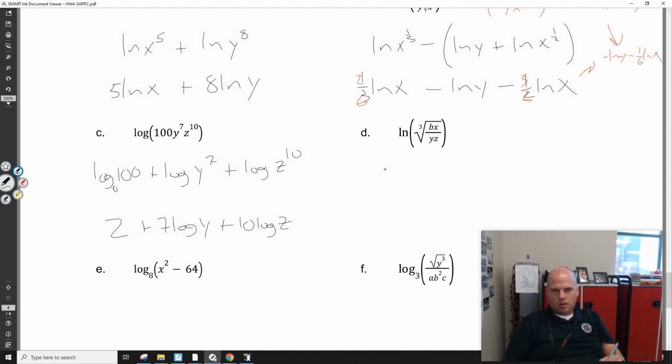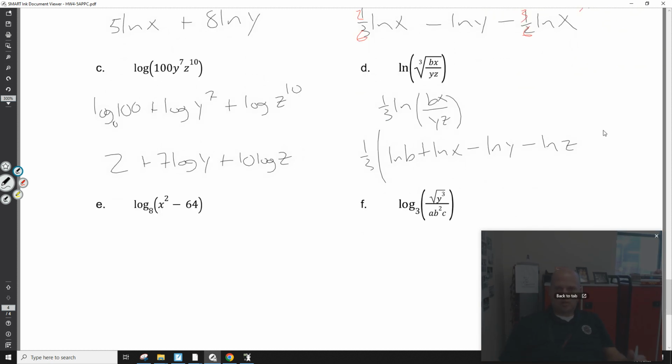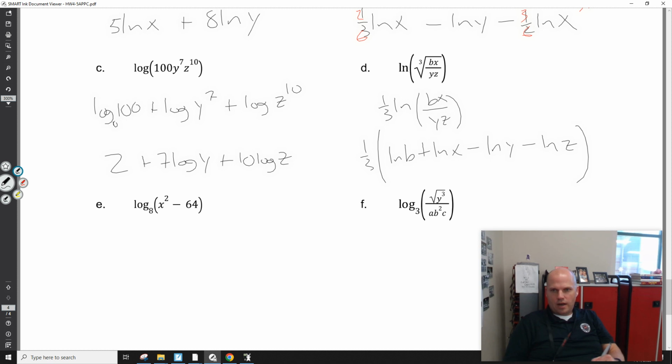Here, I'm going to start by writing this as the entire thing to the 1/3. I'm going to bring the 1/3 down. And now I have b x over y z. So I have this 1/3 times log b plus log x minus the quantity log y minus log z. You can either minus the quantity of log y plus log z, or just subtract log y, subtract log z.